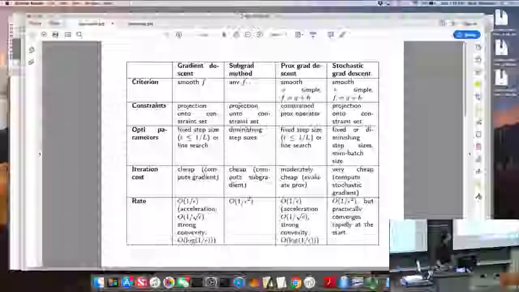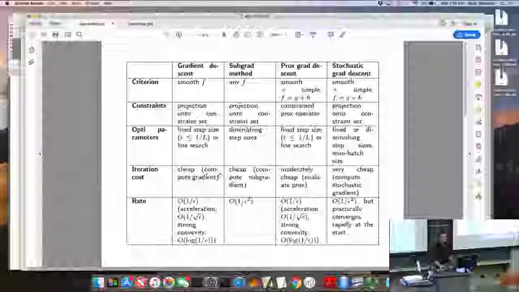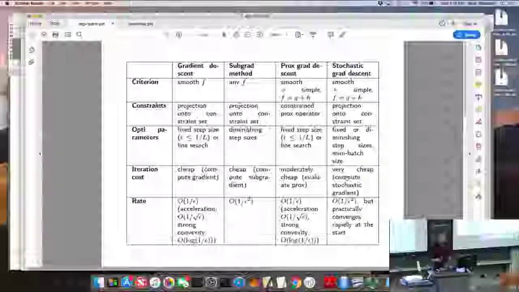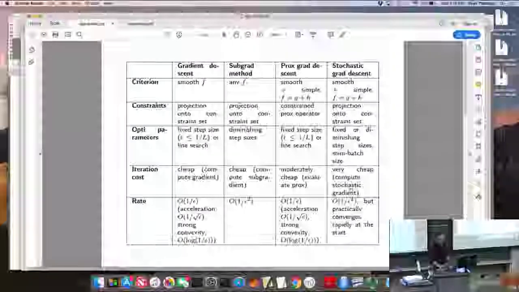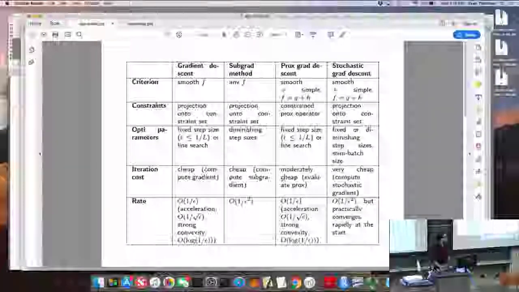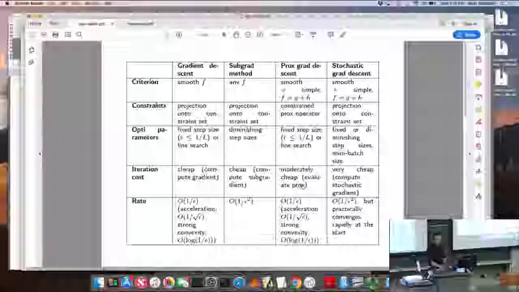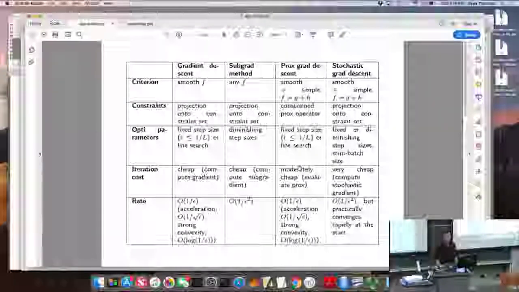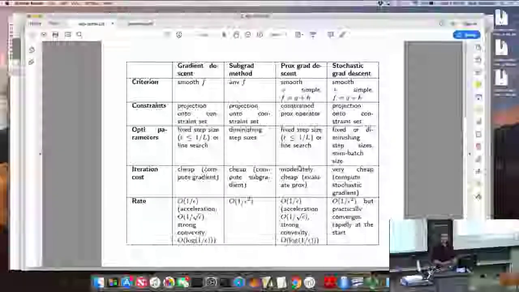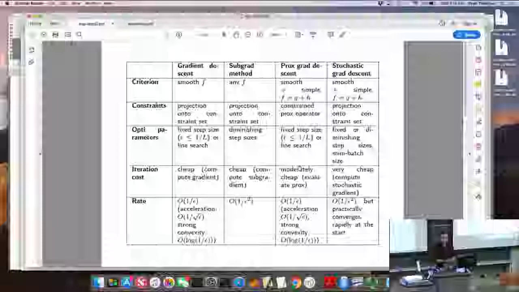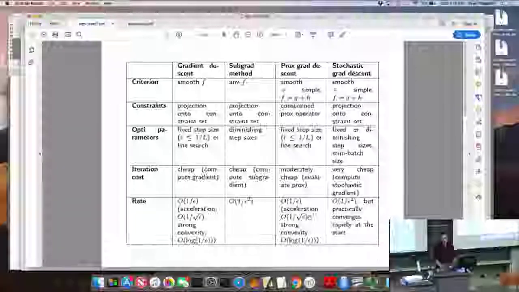Iteration cost, cheap for gradient descent. You just have to compute the gradient. It's cheap for subgradient method. It's very cheap for SGD. That's the point. We're actually computing much less than the gradient. It's just a stochastic approximation. And we tend to apply proximal gradient when it's moderately cheap to apply the prox. Some proxes are expensive, but then we just usually wouldn't be looking at this method at that point, because it would probably not be worth it if the prox was so expensive. And that's because it has just first order convergence.